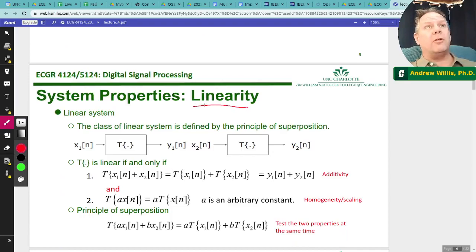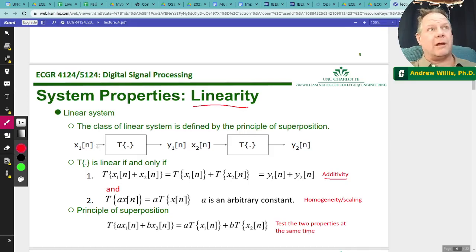The most critical property of all the properties is linearity and time invariance. These are the properties we use and reuse the most. So this slide talks about the linearity property. Linearity is actually a combination of two properties. There's this idea of additivity, right?